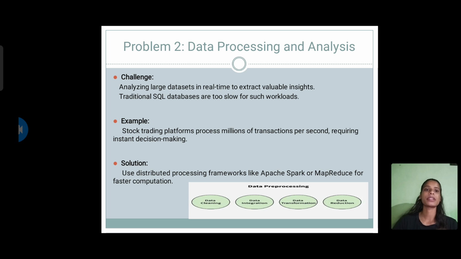The next slide is data pre-processing and analyzing. In this, the next problem is data pre-processing and analyzing. It is difficult to process large datasets in real time using traditional databases because they are too slow. For example, stock trading platforms need to process millions of transactions per second, and any delay can cause high financial losses. To overcome this, organizations use frameworks like Apache Spark and MapReduce, which allow parallel processing and make data analysis much faster.